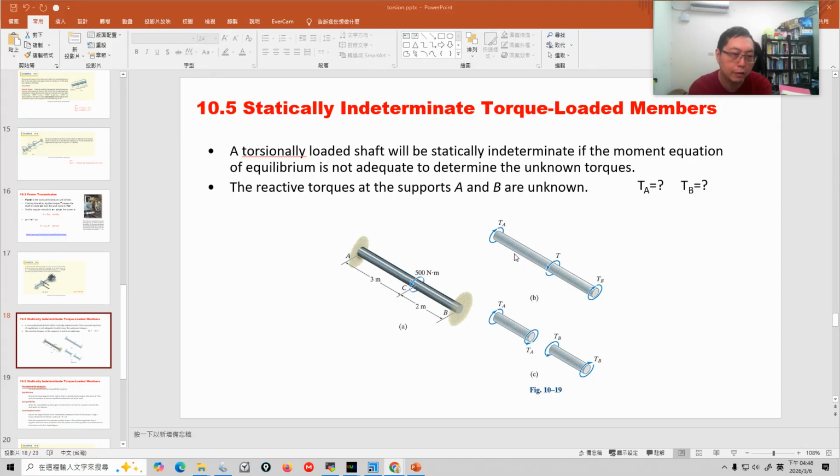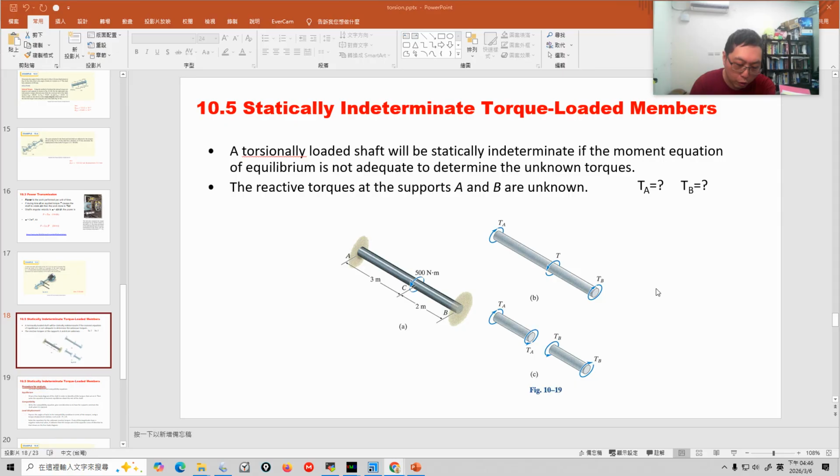So let's look at this very typical torsional indeterminate problem. Here is a bar, and it's fixed in the two walls. I apply a torque here, 500 Newton meters, and my question is to find the reaction torques at A and B. What's TA and TB?